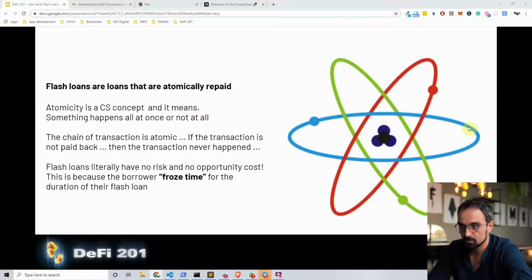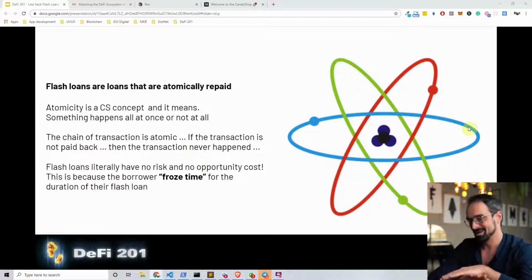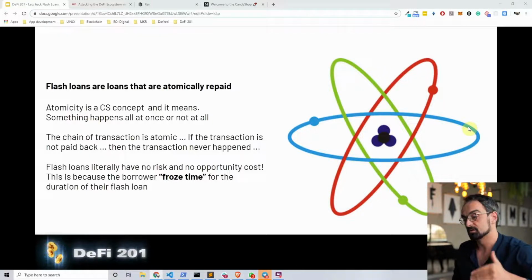Now, flash loans are loans that are atomically repaid. Atomicity is a computer science concept, and it means something happens all at once or not at all. The chain of transactions is atomic. If the transaction is not paid back, then the transaction never happened. Flash loans literally have no risk and no opportunity cost. This is because the borrower basically freezes time for the duration of their flash loan.